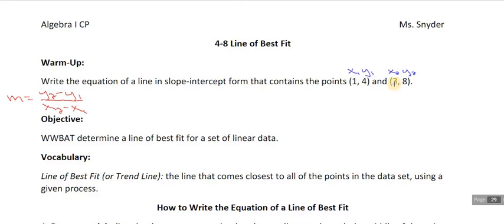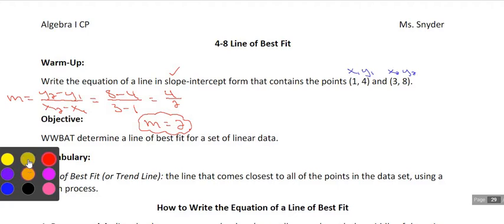So I already labeled my ordered pairs, so I'm going to plug them in. So y2 is 8 minus y1 is 4 over x2 is 3 minus x1 is 1. When I simplify, I get 4 over 2, which means that our slope is 2. So we have the slope part of slope-intercept. Now I need to find the y-intercept.